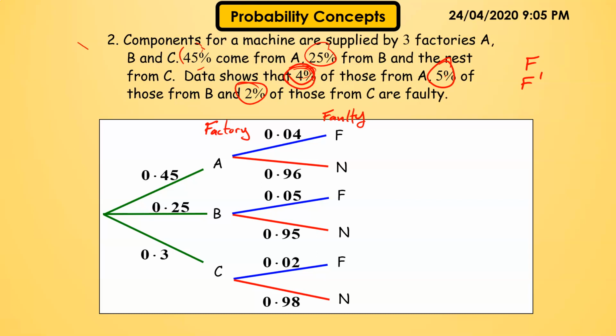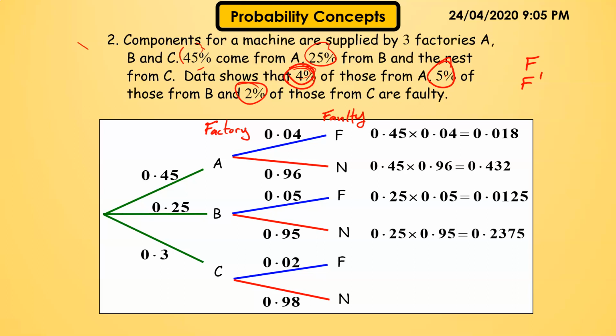So if I want to work out the probability that any component I choose, whether it comes from A, B, or C, that I randomly select one, what is the probability it's going to be faulty and it's come from A? Sorry, first of all, it's come from A and it's faulty, is I multiply across those lines. So 0.45 times 0.04. And if it's not faulty, we get 43% by multiplying the numbers. Therefore, I can go over and calculate all the values. So multiplying along the branches.